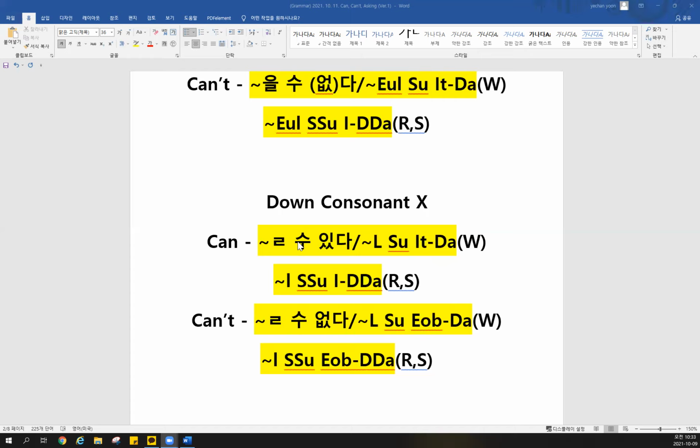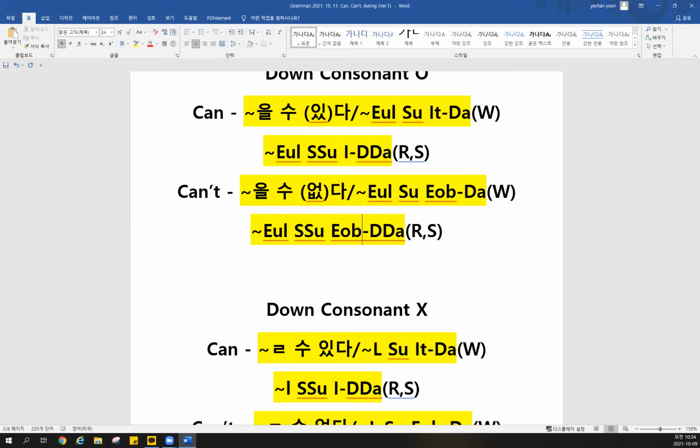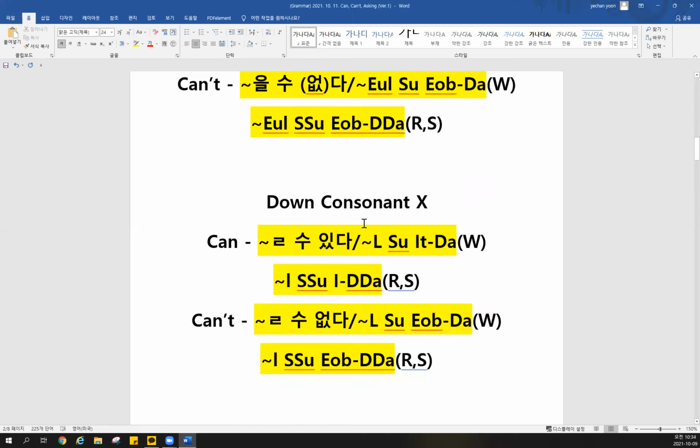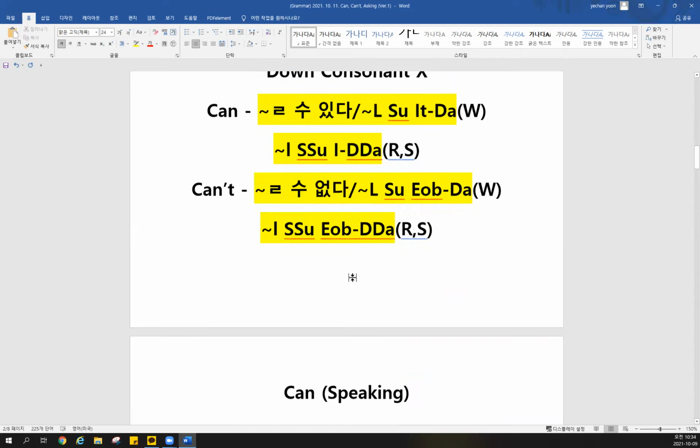Okay, how about the cannot? Blah blah 수 없다. My bad, guys. So this is going to be 없다, right? My goodness. Okay, so this is blah blah 수 없다. And this one also blah blah 수 없다. Okay, all right.